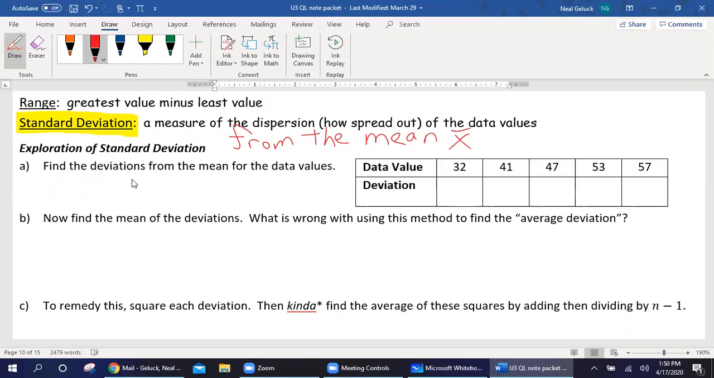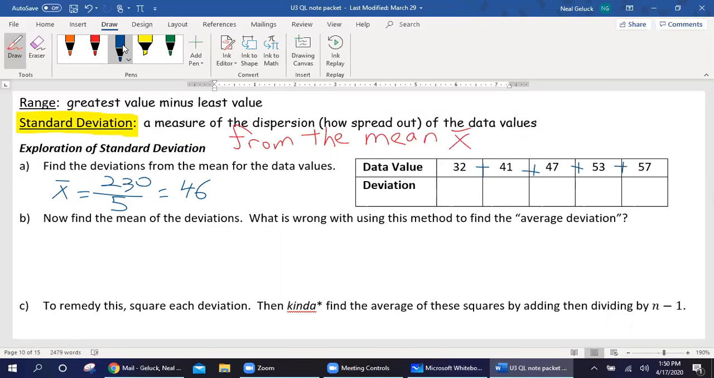So for the first one, we've got 5 data values, 32, 41, 47, 53, 57. If we add those up and divide by 5, I'd have the mean. So if you add them all up, it's 230. And we're going to divide by 5. And we get 46. Okay, so that's the mean.